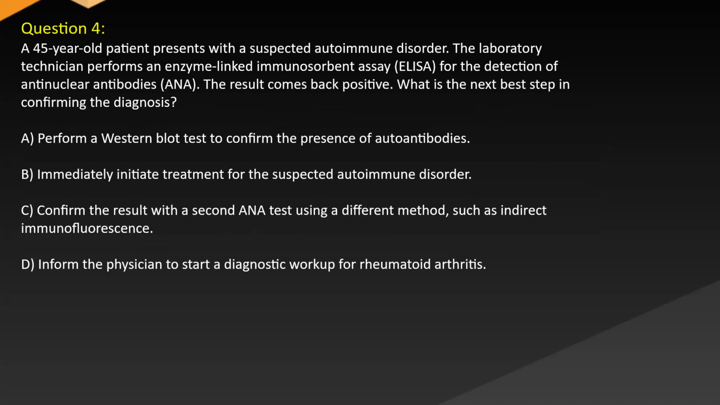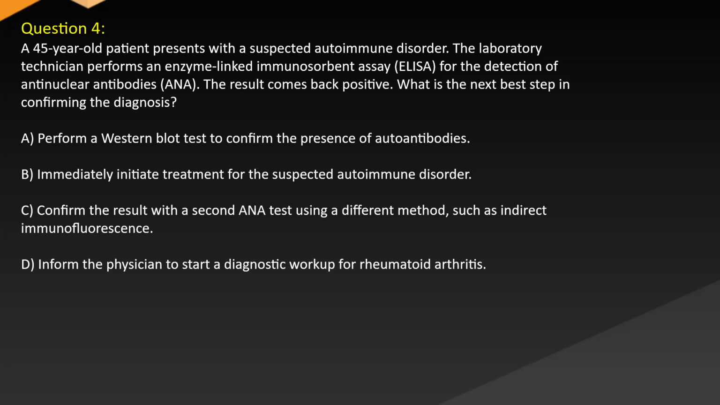Question 4. A 45-year-old patient presents with a suspected autoimmune disorder. The laboratory technician performs an enzyme-linked immunosorbent assay, ELISA, for the detection of antinuclear antibodies on her. The result comes back positive. What is the next best step in confirming the diagnosis?